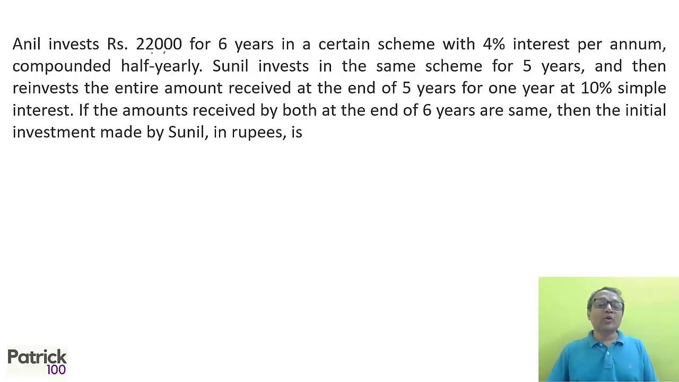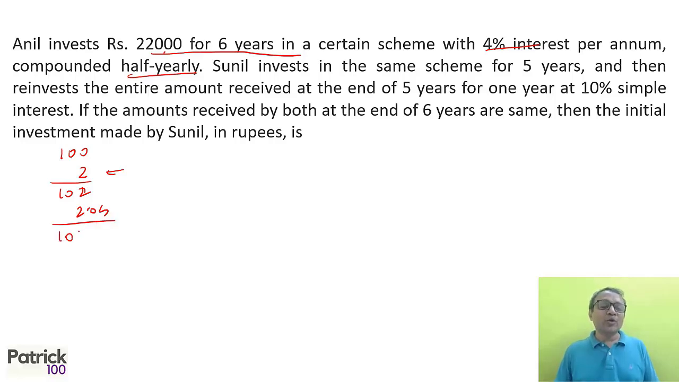Anil invests 22,000 for 6 years at 4% interest rate per annum, compounded half yearly. 4% compounded half yearly, the interest rate is how much? Let's say 100. You get 2% interest in the first half. Half yearly means 2%. And now 2% of 102, which is 2.04, you get a total of 104.04 amount. If I invest 100, I'll get 104.04 amount.